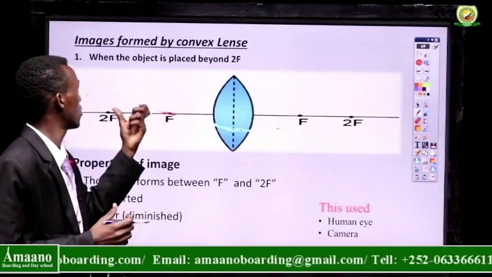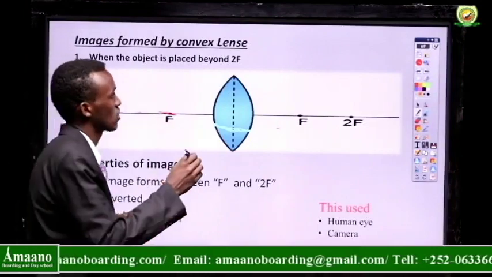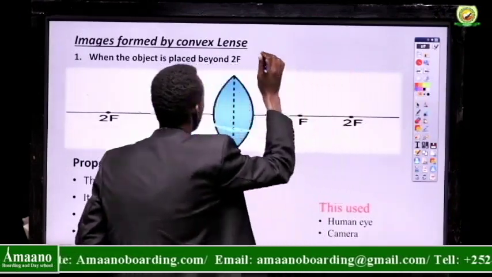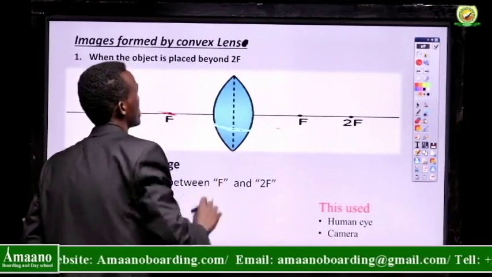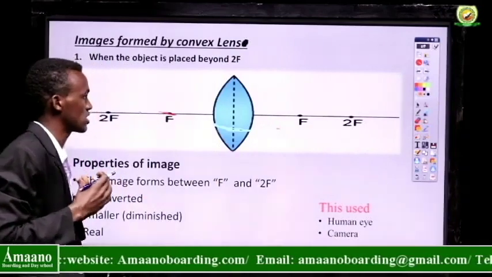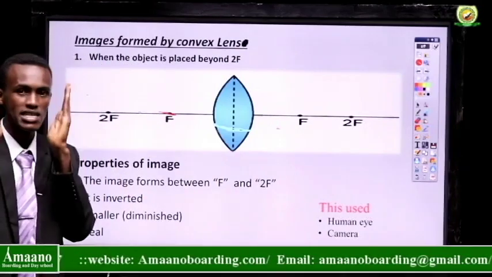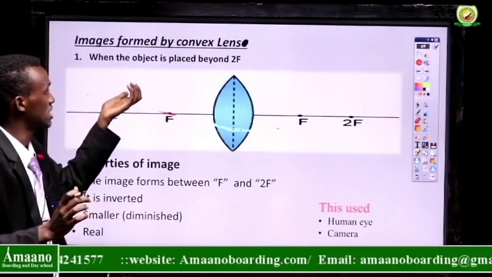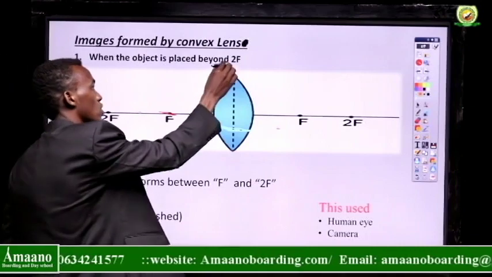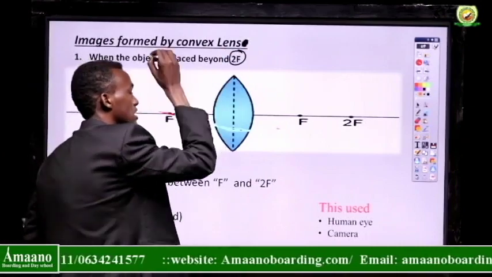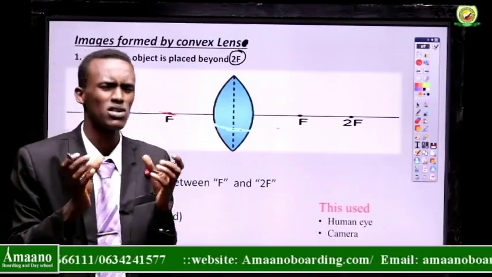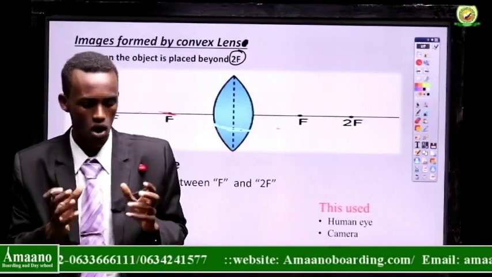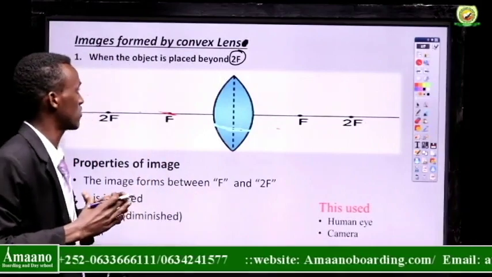Image formed by convex lens. First, the image formed by a convex lens when the object is placed beyond 2f. When the object is placed beyond 2f, it's similar to the image formation of spherical mirrors.